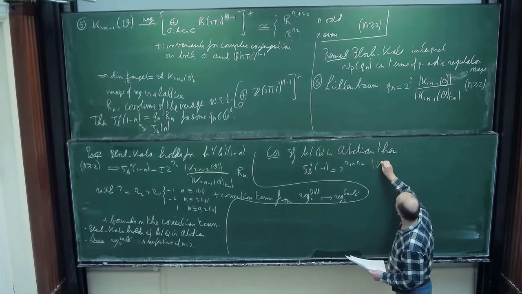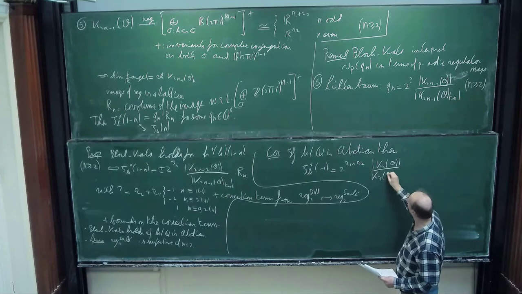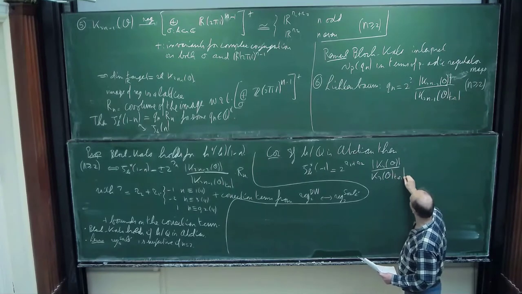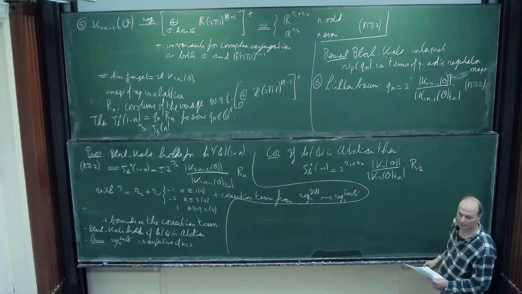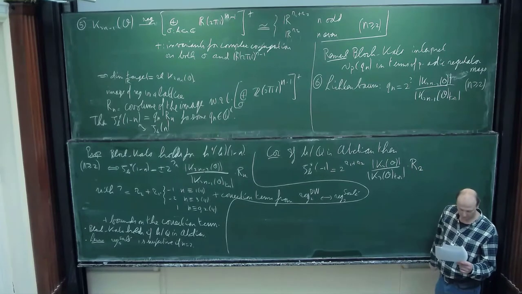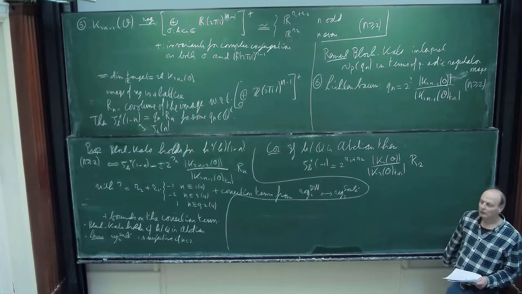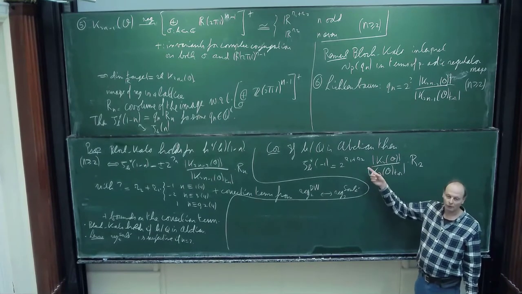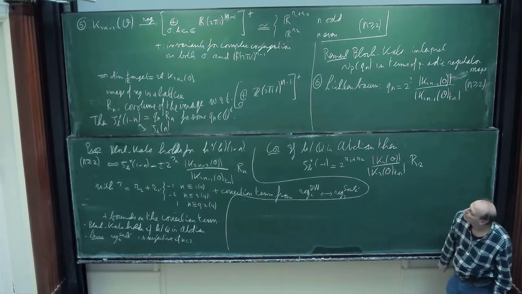Times the K2(O) size divided by K3(O) minus 4 size times a regulator for 2. Okay, so this seems to be the only case where you really know this conjecture now completely, including all the parts of it, without any sort of strange correction terms.